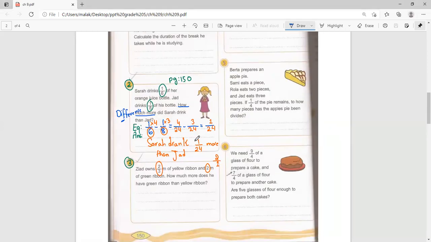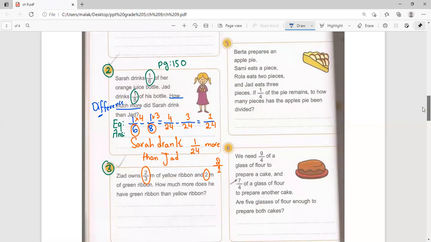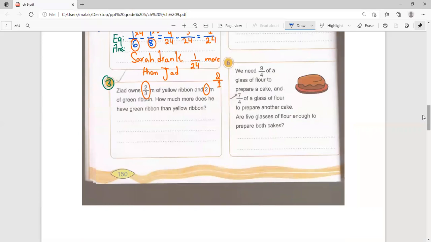Is it easy, problem 3, page 150, or hard? Yes. Can't hear you. You can't hear me? Why? The voice is so low.